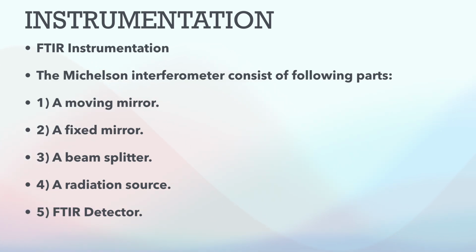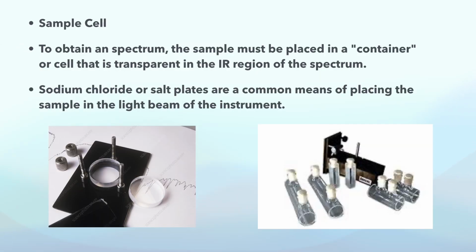Let's introduce the sample cells. To obtain a spectrum, the sample must be placed in a container or cell that is transparent in the IR region of the spectrum. Sodium chloride or salt pellets are common means of placing the sample in the light beam of the instrument.